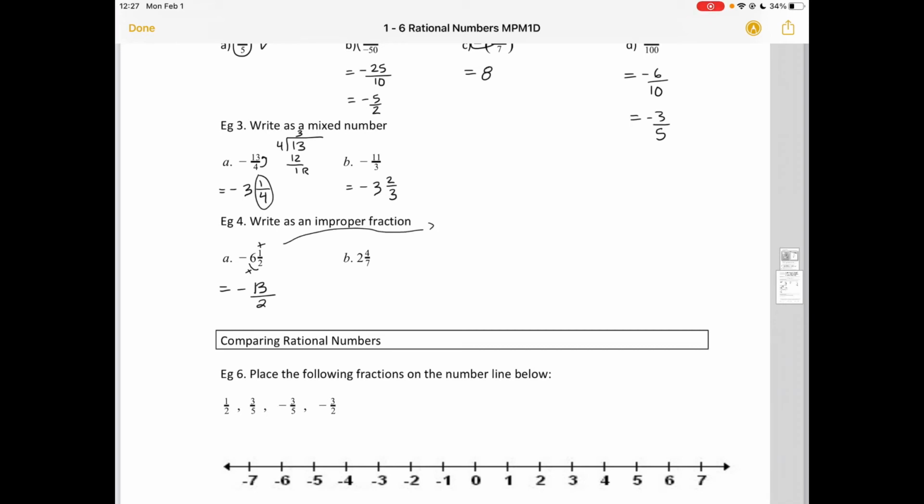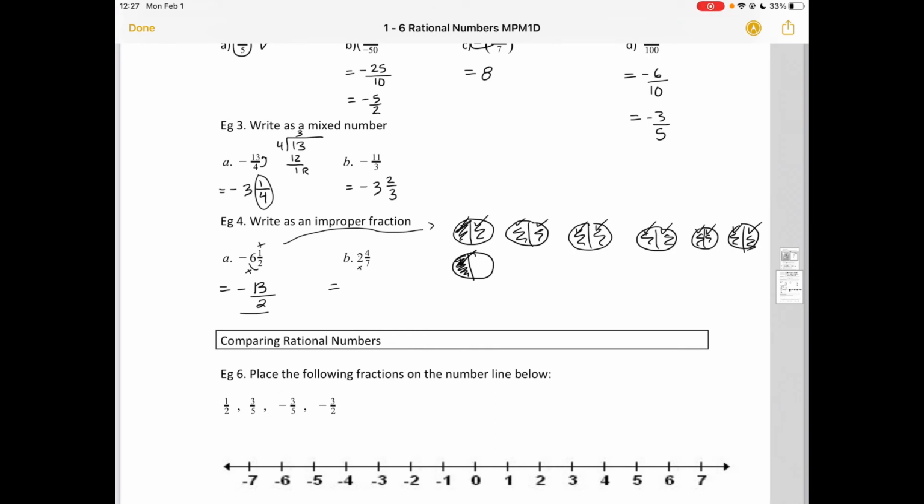You could also do that in a visual format by coloring in the number of pie slices you have. So I know I have 6 wholes, 1, 2, 3, 4, 5, 6. And then I've got a half. So I would have 1/2 of my final pie colored in, and then I would have 2 halves of each of my other pies colored in. And then I would just count the number of halves that I have. So 1, 2, 3, 4, 5, 6, 7, 8, 9, 10, 11, 12, 13, which gives me my final answer here. Let's try one more example.